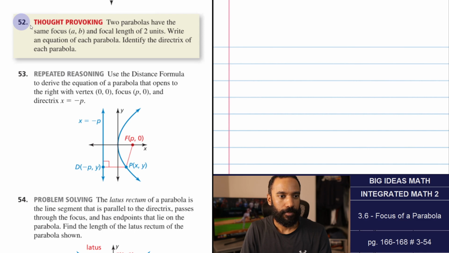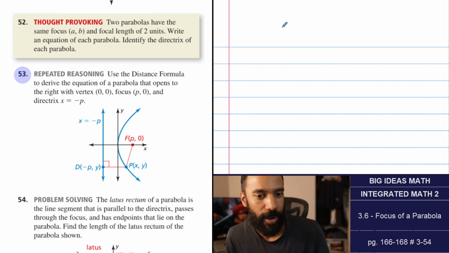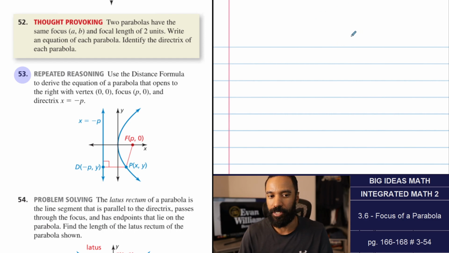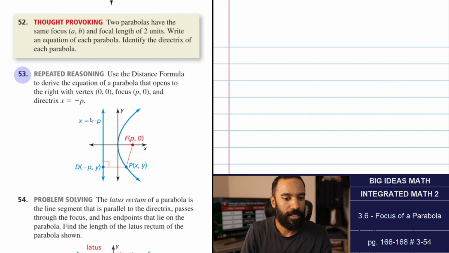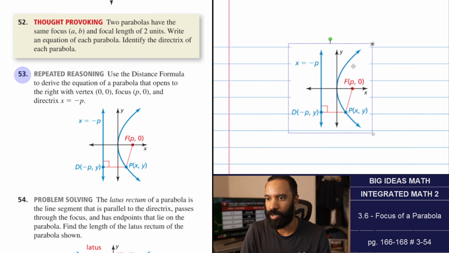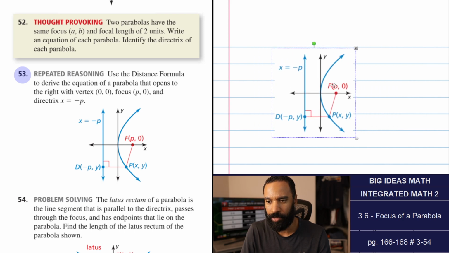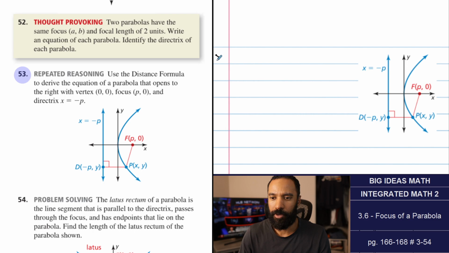2 more. Number 53, repeated reasoning. Use the distance formula to derive the equation of a parabola that opens to the right with vertex 0, 0, focus P, 0, and directrix x equals negative P. Let's copy and paste that visual in here, and let's figure out that whole 1 over 4p for x equals y squared. I think they did it for y equals x squared, and so they're saying do it for x equals y squared. Okay, so number 53.